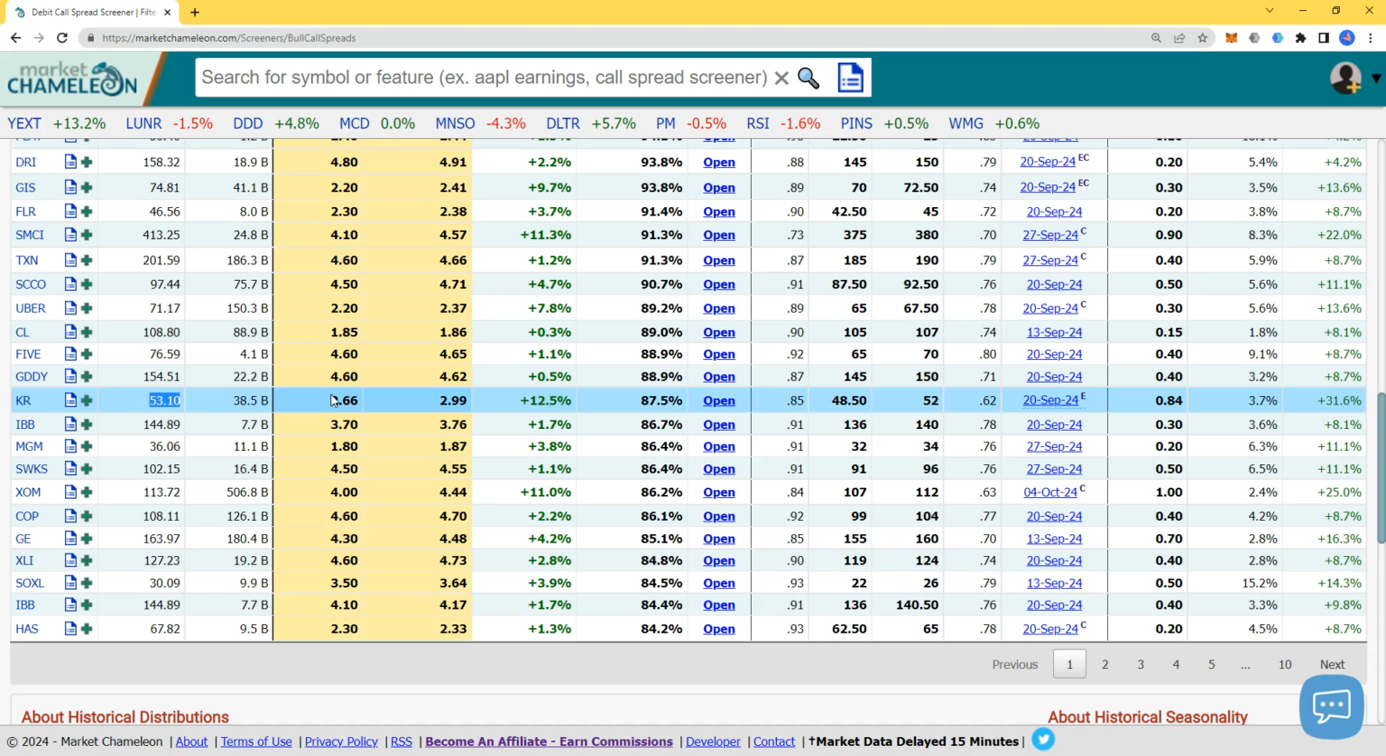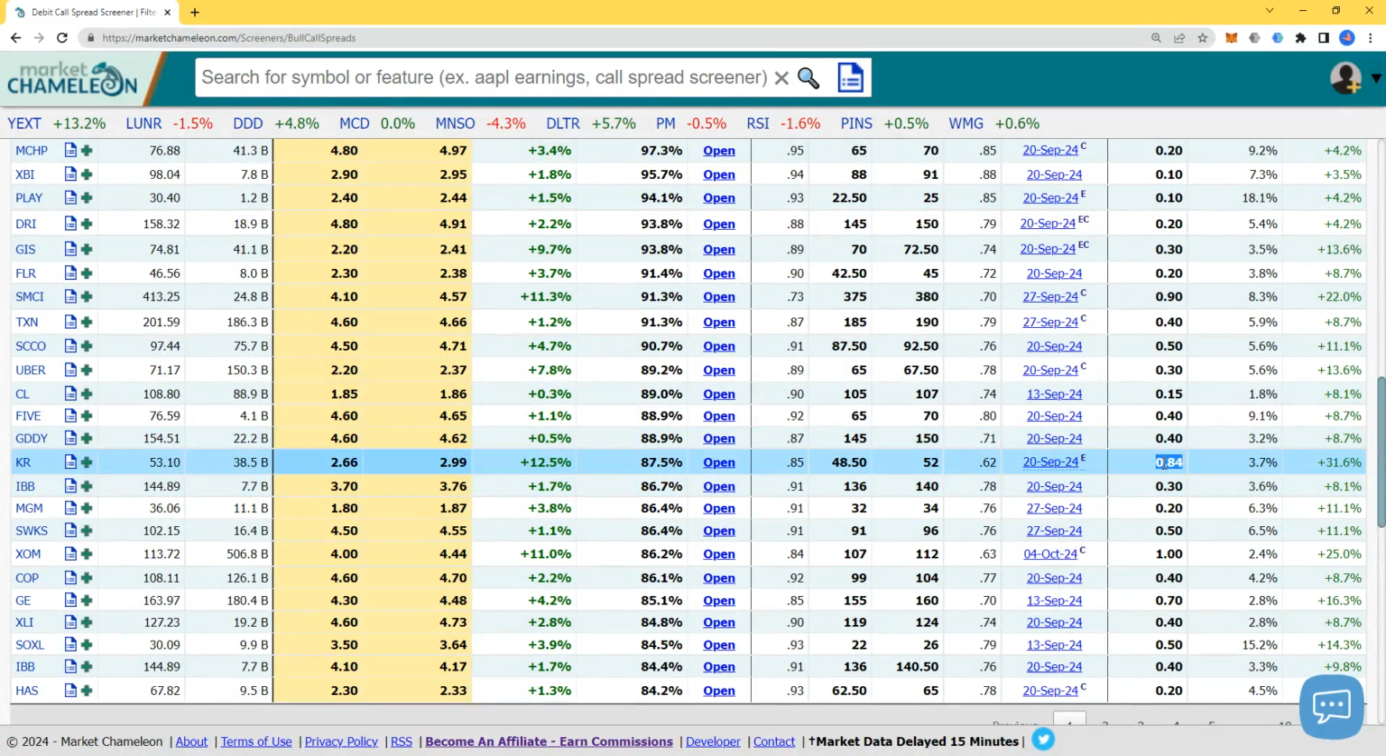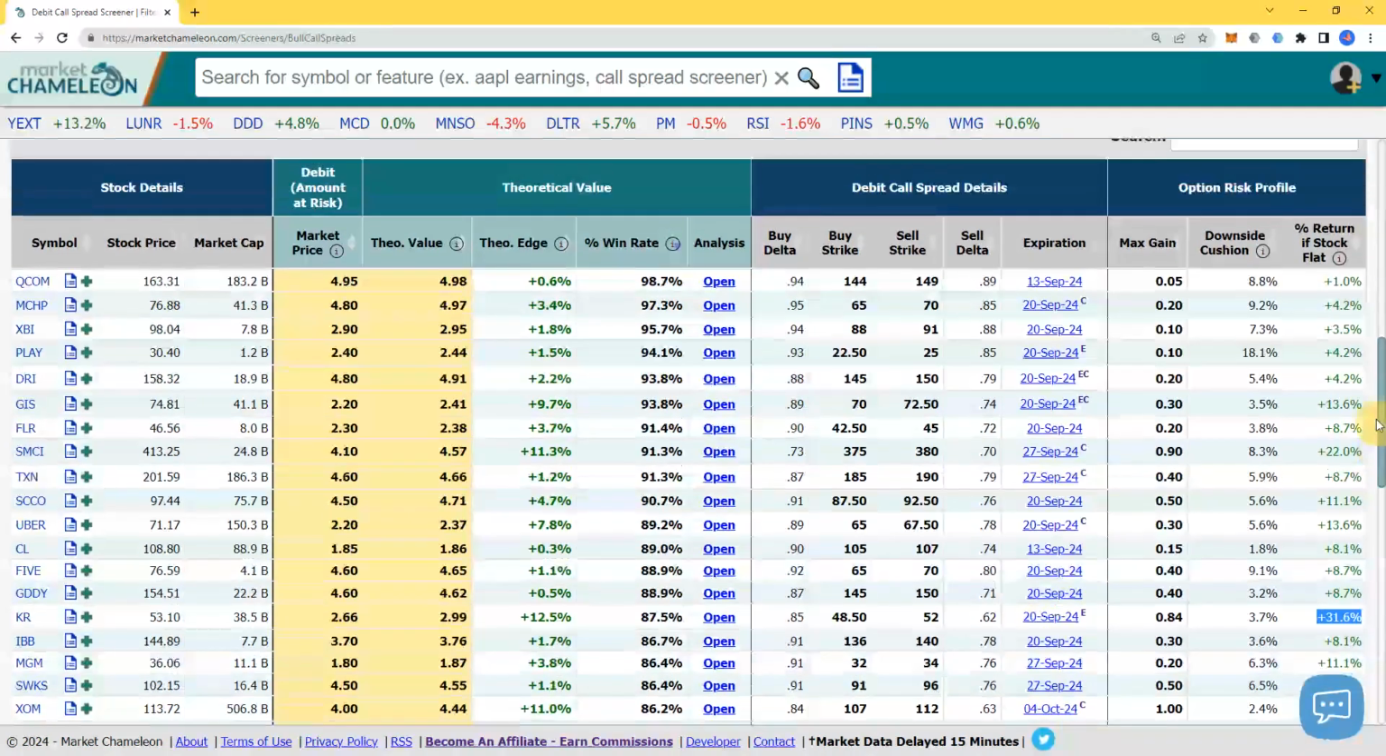Price 53. And because you see here 12% edge, the debit is $266 compared to $299. That's good. 87% win rate. And it tells you basically to buy the 48.5, sell the 52 calls. And as long as the stock stays above 52, post earnings and everything, you are golden. And this is your max gain, $84. And if the stock doesn't go anywhere, you make 31% on your yield.